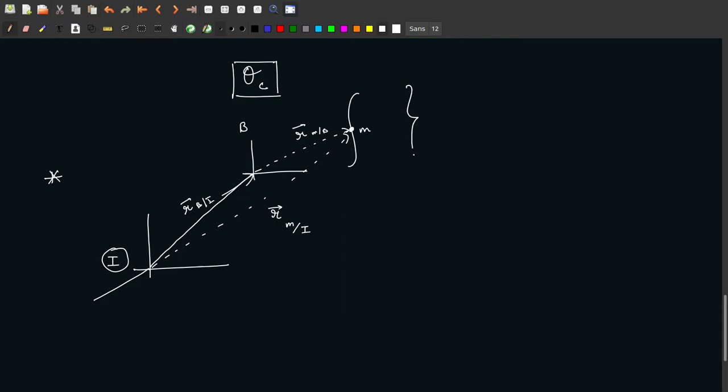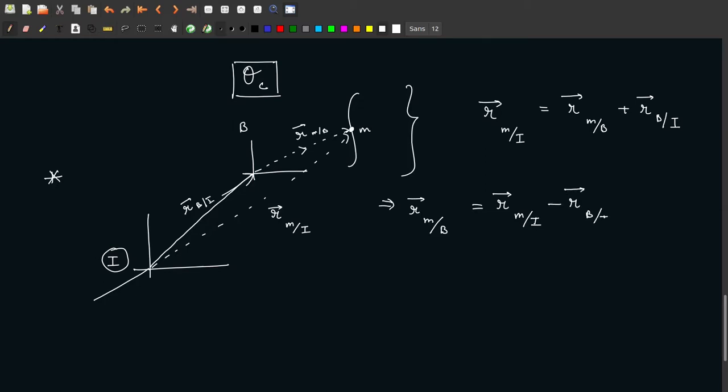So by simple vector algebra, you can work out that the position vector of the mass with respect to the inertial frame is equal to the position vector of the mass with respect to the bucket plus the position vector of the bucket with respect to the inertial coordinates. So the position vector of the mass with respect to the bucket is equal to the position vector of the mass with respect to the inertial frame minus the position vector of the bucket with respect to the inertial frame.